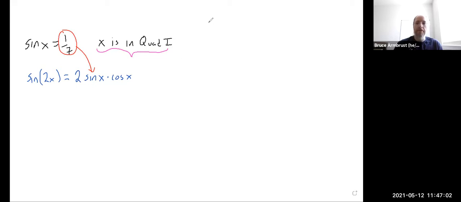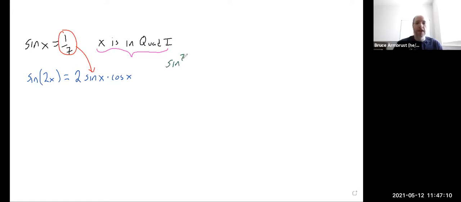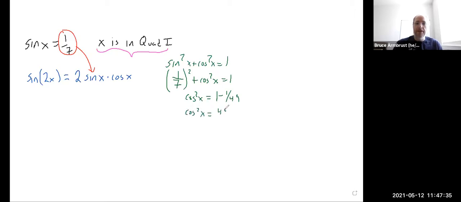What do you guys think? What can we do? Pythagorean theorem. All right, I love the Pythagorean. Let's go to the good old sine squared plus cosine squared is equal to 1. Sine is 1/7, squared, added to cosine squared equals 1. I'm not sure if this is what you meant by the Pythagorean theorem; you may have meant a right triangle, and I'll show you how we can do that as well. But this gives me cosine squared is 48/49.